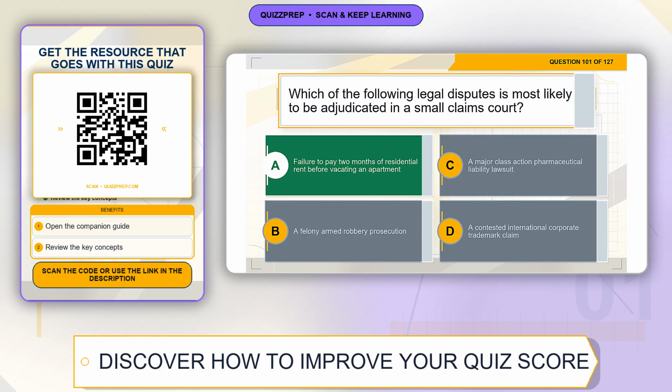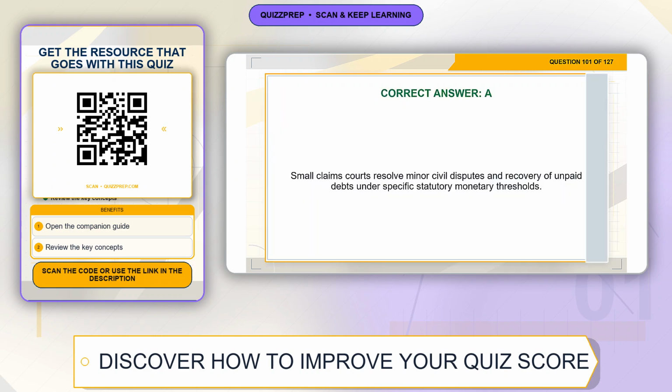The correct answer is option A, failure to pay 2 months of residential rent before vacating an apartment. Explanation. Small claims courts resolve minor civil disputes and recovery of unpaid debts under specific statutory monetary thresholds.